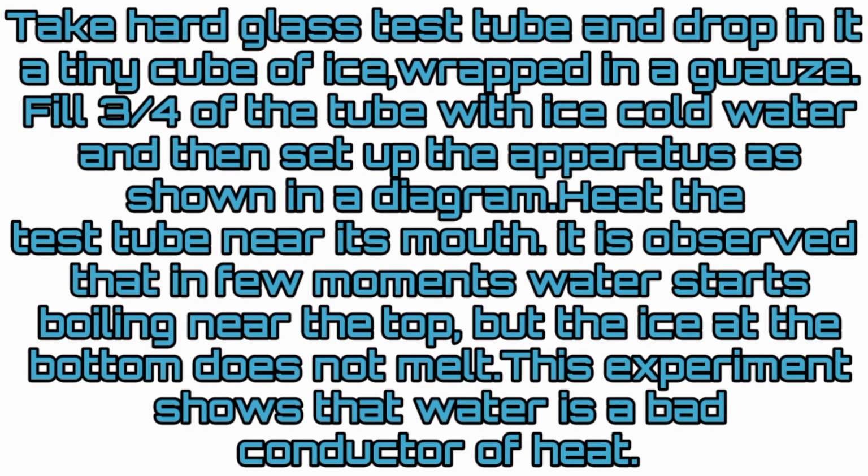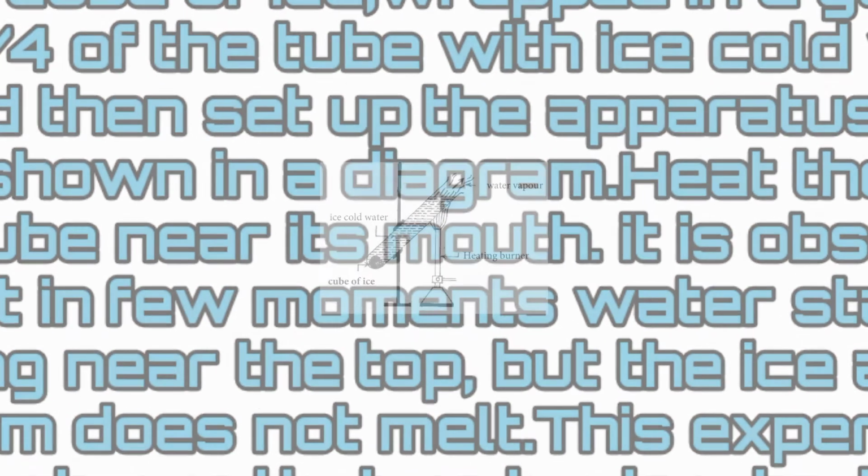Answer. Take a hard glass test tube and drop in a tiny cube of ice wrapped in a gauze. Fill 3 by 4 of the tube with ice cold water and then set up the apparatus as shown in a diagram. Heat the test tube near its mouth. It is observed that in few moments water starts boiling near the top, but the ice at the bottom does not melt. This experiment shows that water is a bad conductor of heat.